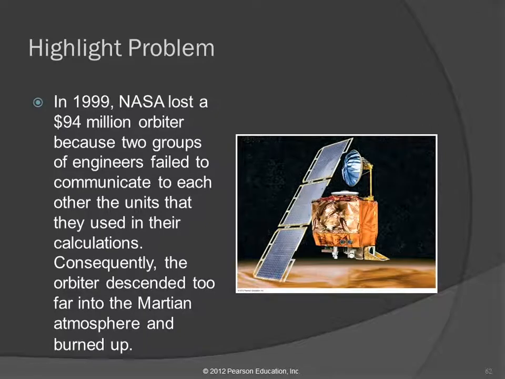Here's a very expensive lesson in the importance of units. In 1999, NASA lost a $94 million orbiter because there were two groups of engineers working on this, and one was using metric units and one was using English units, and they were not clear with each other, and so the calculations were wrong, and the orbiter descended too far into the Martian atmosphere and burned up. Oops. Units are important.